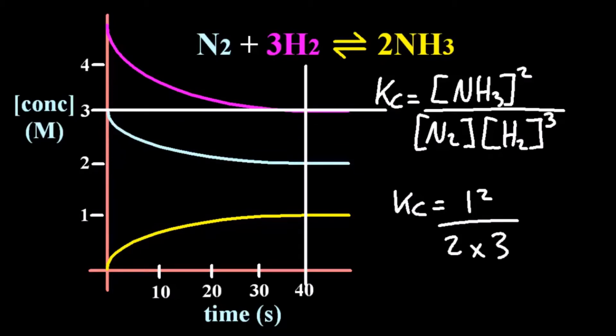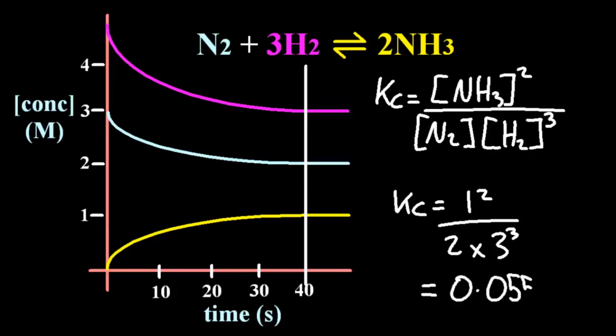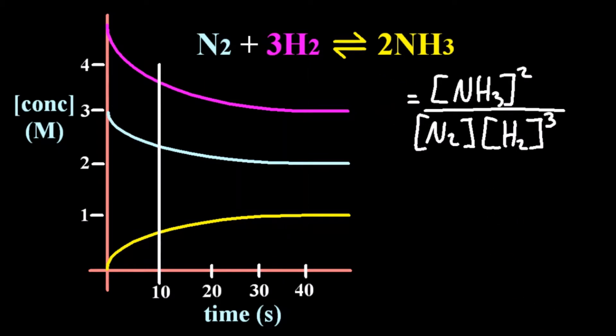Now for clarity, I'm ignoring the units. The units video comes up later. Okay, so that's my value of Kc. Now what about at 10 seconds? Now we can't work out Kc at 10 seconds. Kc only applies when we're at equilibrium. So we're going to use Q, the reaction quotient, because we're not at equilibrium.